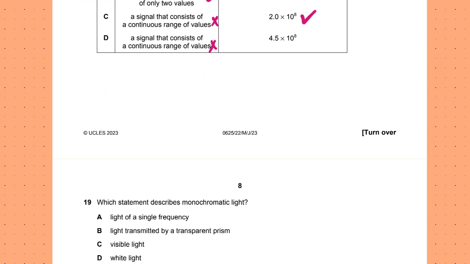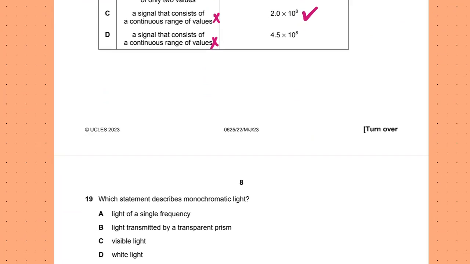19. Which statement describes monochromatic light? Monochrome means one color, means one frequency. And according to the same line of reasoning, also one wavelength.